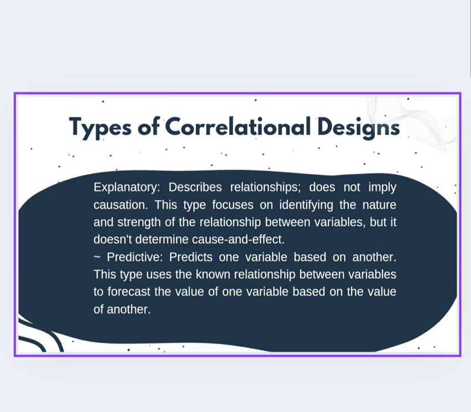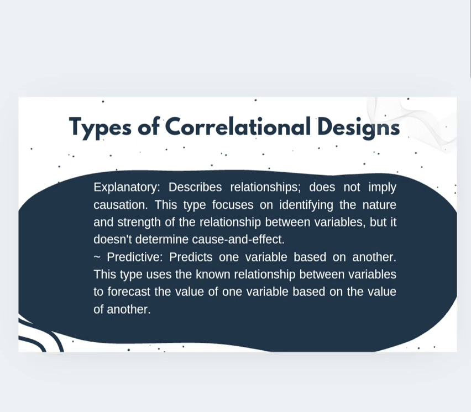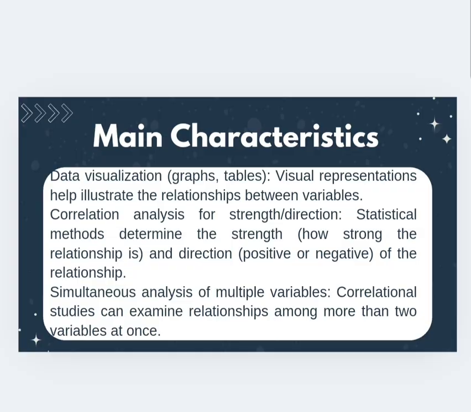This type focuses on identifying the nature and strength of the relationship between variables, but it doesn't determine cause and effect. Second is predictive. Predict one variable based on another. This type uses the known relationship between variables to forecast the value of one variable based on the value of another.